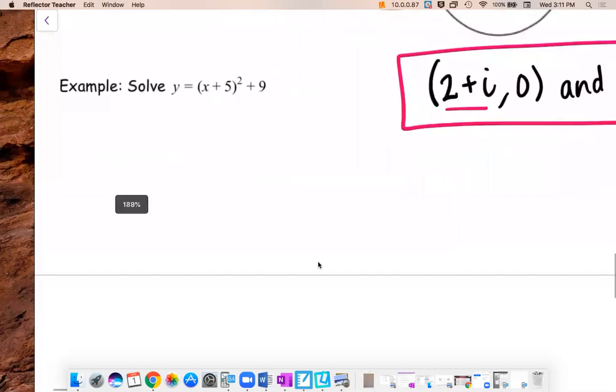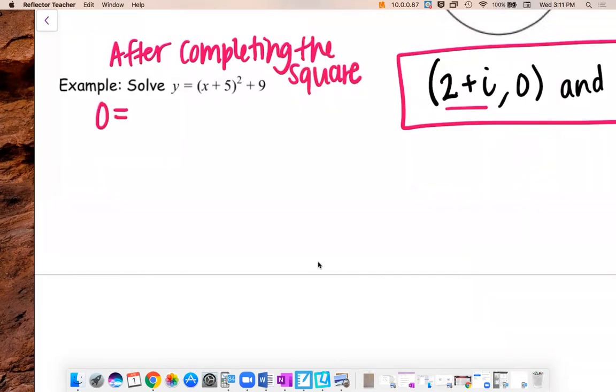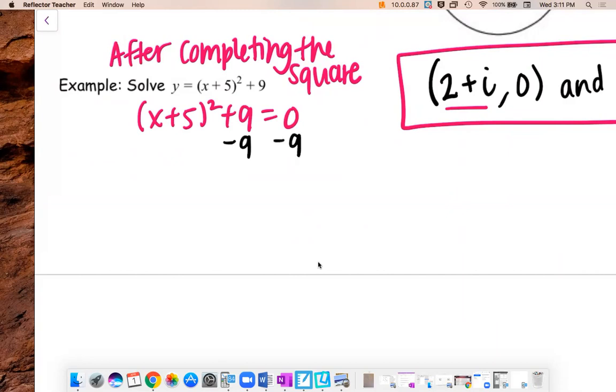So this is an example of solving after you've completed the square, because this is in vertex form. So we're trying to solve, and I'm going to first replace y with 0 so that we're trying to find x-intercepts. Actually, I'm going to write the 0 over there. Okay, so ultimately we're trying to solve for x. So the first thing I'm going to do is I'm going to subtract 9 from both sides. So then I've got x plus 5 squared equals -9.